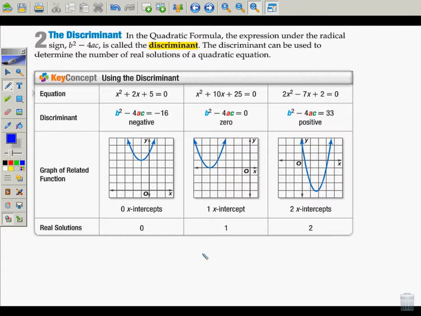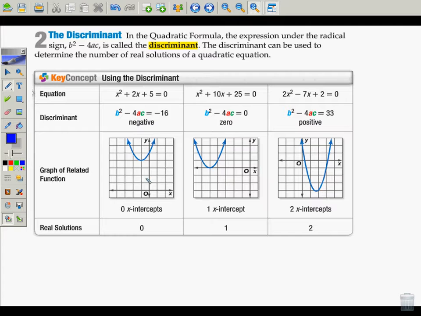So now we're going to talk about the discriminant. This is not being discriminatory or anything like that. We're not discriminating. This is called the discriminant. The discriminant is just the expression under the radical sign in the quadratic formula. What that discriminant does is it will tell you how many answers you have.